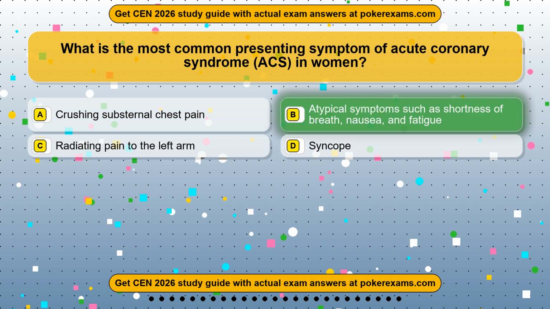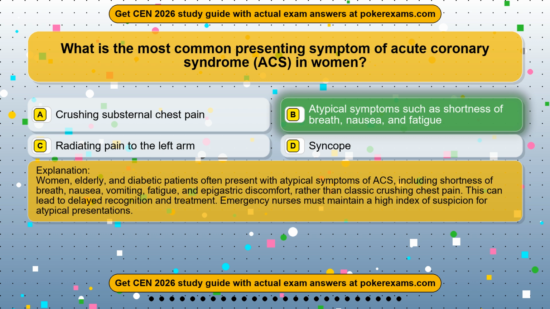Atypical symptoms such as shortness of breath, nausea, and fatigue. Women, elderly, and diabetic patients often present with atypical symptoms of ACS, including shortness of breath, nausea, vomiting, fatigue, and epigastric discomfort, rather than classic crushing chest pain. This can lead to delayed recognition and treatment. Emergency nurses must maintain a high index of suspicion for atypical presentations.